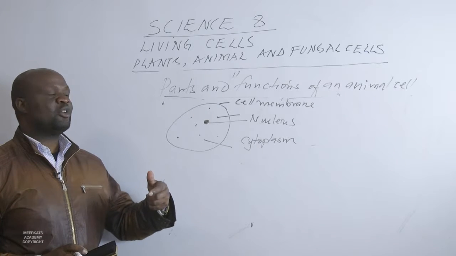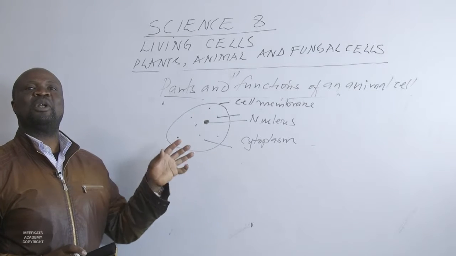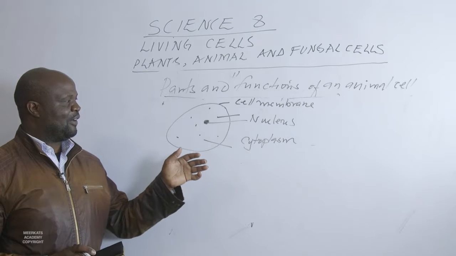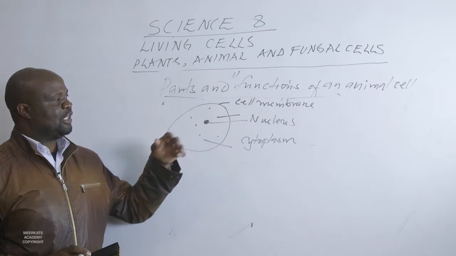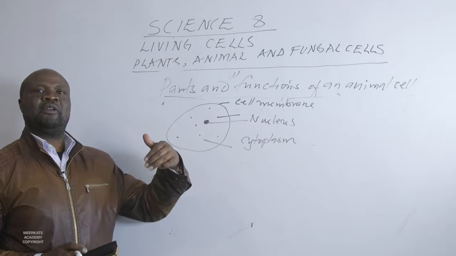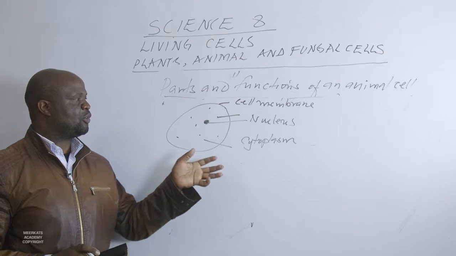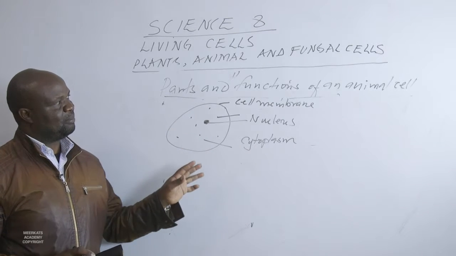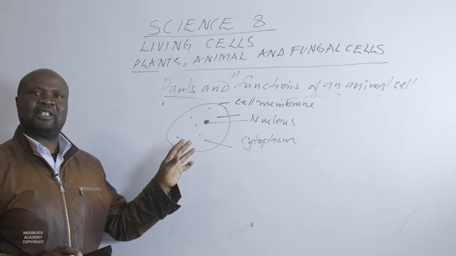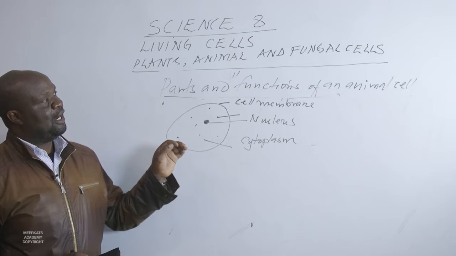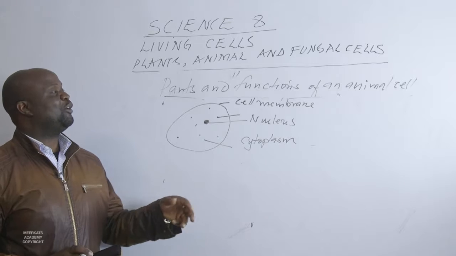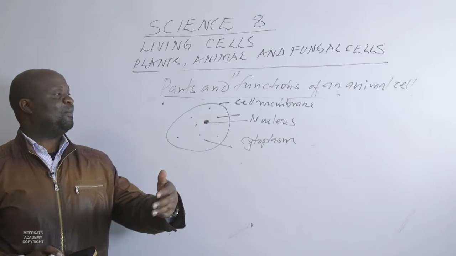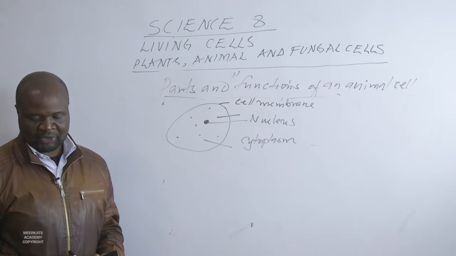But we shall later on see within the cytoplasm, if you have an electron microscope, you will find that we can have the mitochondria, ribosomes, and so forth. There are many things, but this is a simple structure of an animal cell. We shall also have a simple structure of a plant cell, and then we make a comparison.